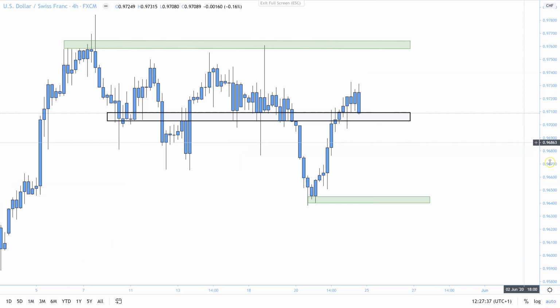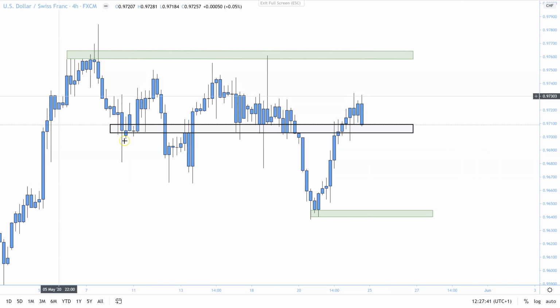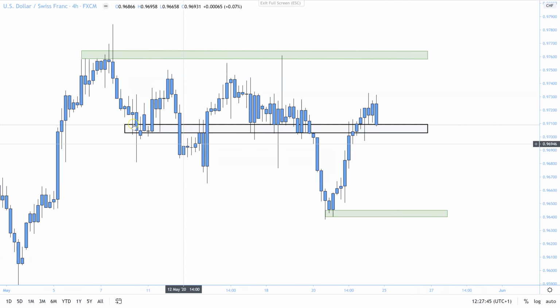The next pair that we'll take a look at is the dollar Swiss franc. So I really had to break this down because technically this market is moving sideways, but just in a longer period of time. But we had a key level here in the market where price was respecting.